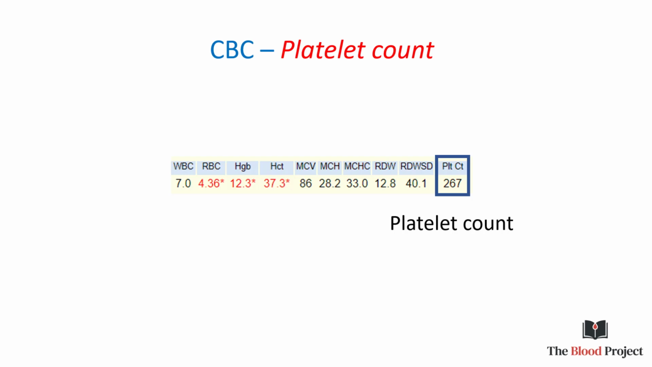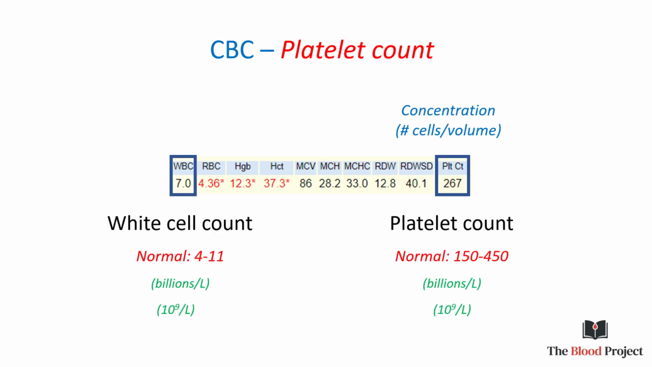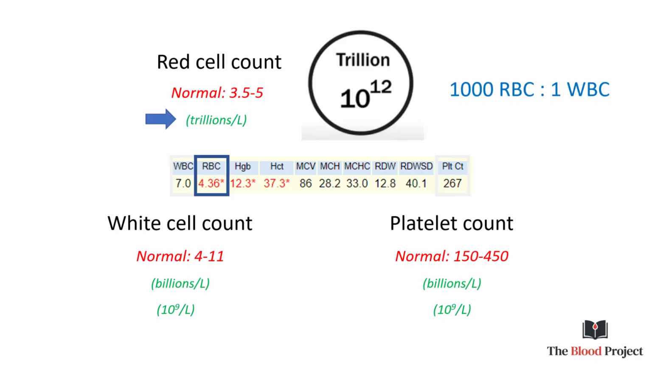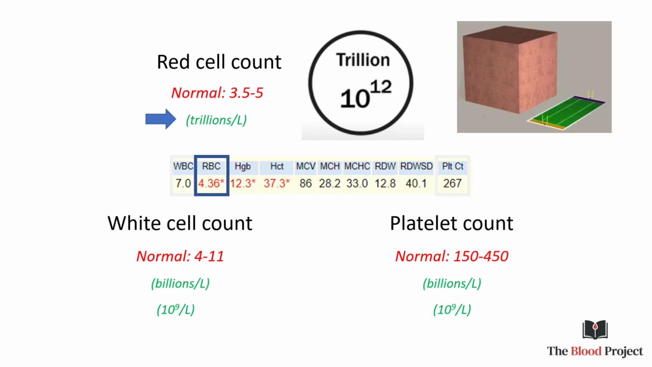At the opposite end of the ledger is the platelet count. Like the white cell count, the platelet count is expressed in billions or 10 to the 9th per liter, with normal counts ranging between 150 and 450. By contrast, the red cell count is 3 orders of magnitude higher, logging in at trillions or 10 to the 12th per liter. In other words, there are about 1,000 red cells for every circulating white blood cell.